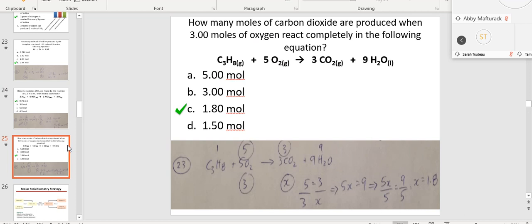Now, how many moles of carbon dioxide are produced when 3 moles of oxygen react completely? Same banana. Same thing. Okay? You do your molar ratio. What am I asking for? What did I give you? Moles to mole, 1 box.